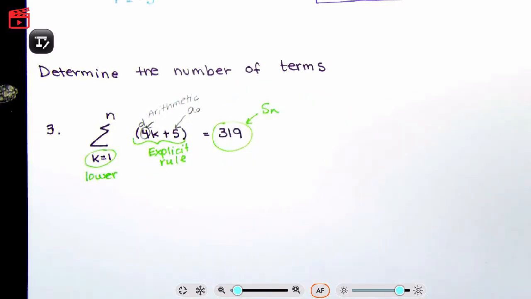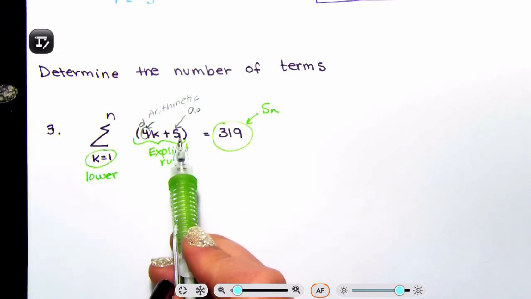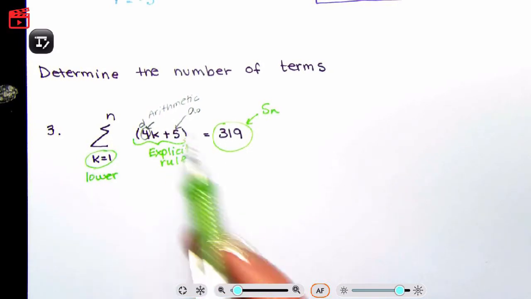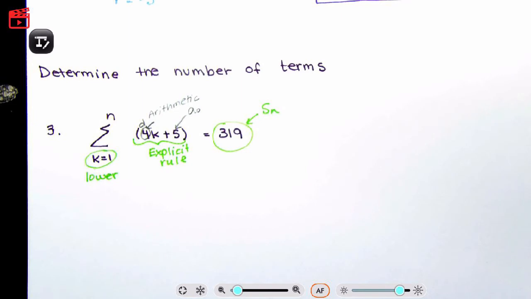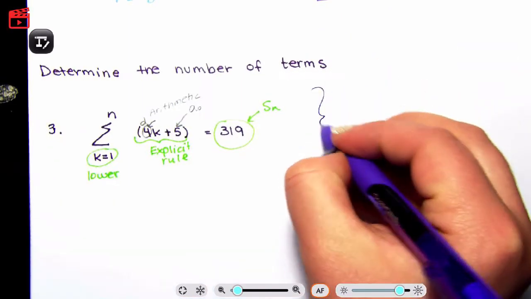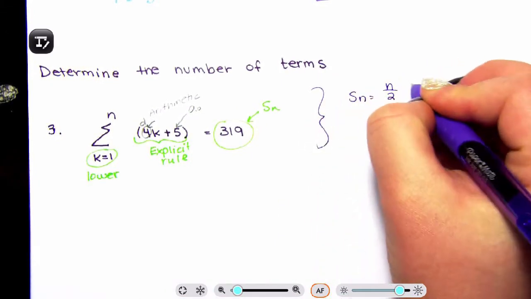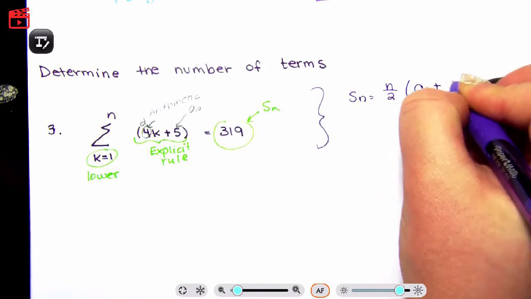Do we really care about that information? Not really, because our lower limit starts at 1, but we know that the a sub 0 is 5. So we can play around with it by using the common difference. So let's do that. Here's our formula. S sub n is equal to n divided by 2 times a sub 1 plus a sub n.